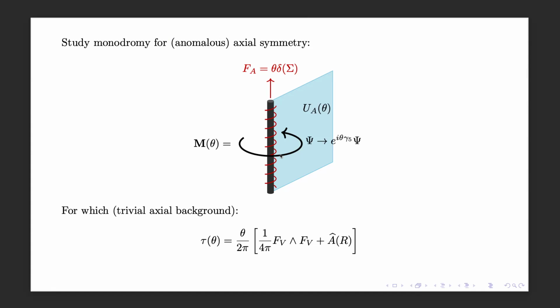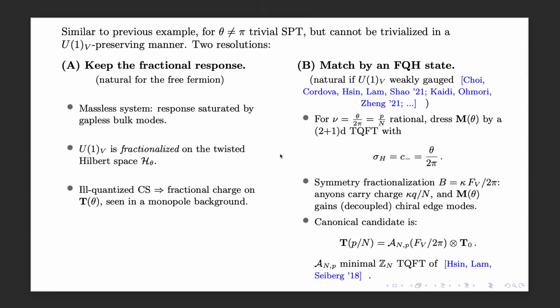This is just the setup. You can compute this transgression. This tau theta is also a trivial SPT, similar to the U(1) case I had before. It's just a 3+1D theta angle. Again, this is a trivial SPT, but you cannot really trivialize it in a U(1) preserving way. So there are two things you can do. First, you just keep the fractional response. So the SPT works like this. And if I just try to trivialize this, I get a Chern-Simons term, but with a fractional level.